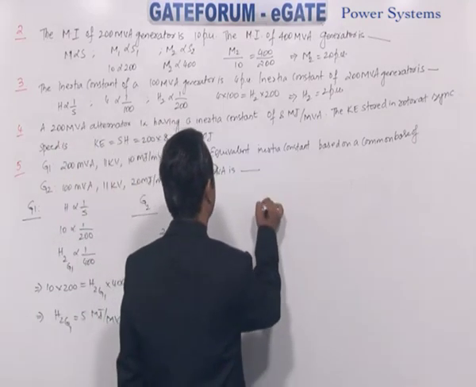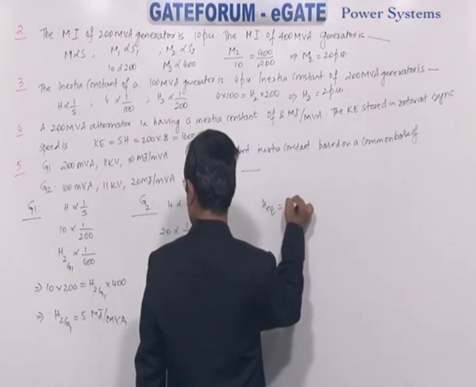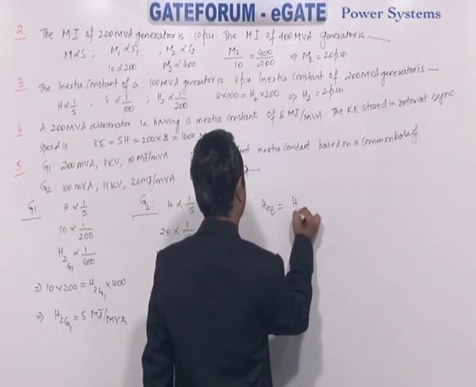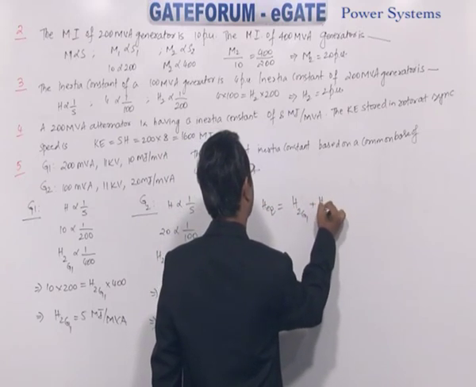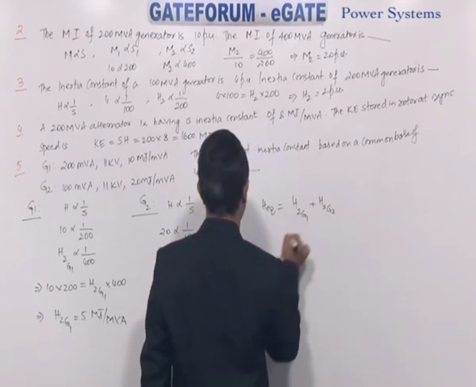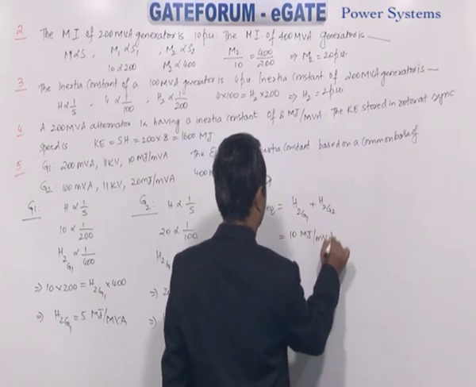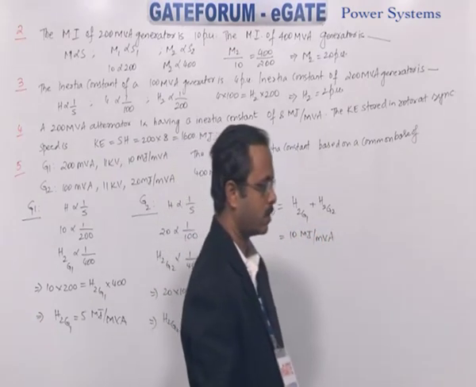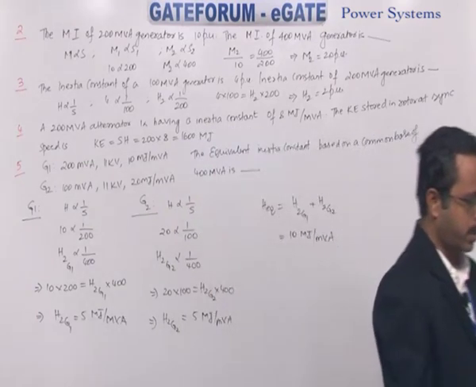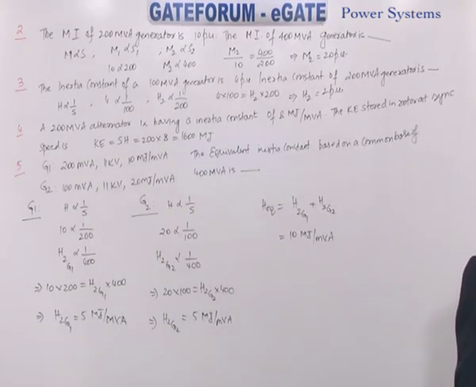So what is the equivalent H value? You add those two values of G1 and G2. 5 plus 5, how much is it? 10 megajoules per MVA. So this is how you calculate and find the corresponding values of H here.